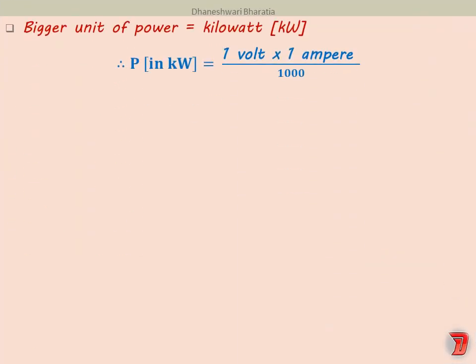Now we will discuss the bigger unit of power. The smaller unit, I kept on saying, is watt, which is denoted by capital W, right? Now the bigger unit of power is kilowatt, right? So P, what we saw just before a minute, if we substitute that here, then we know that if we want to convert watt into kilowatt, then of course we have to divide by 1000, right?